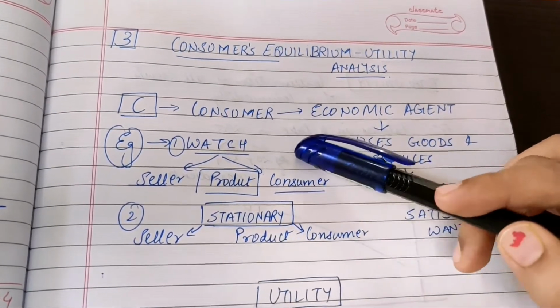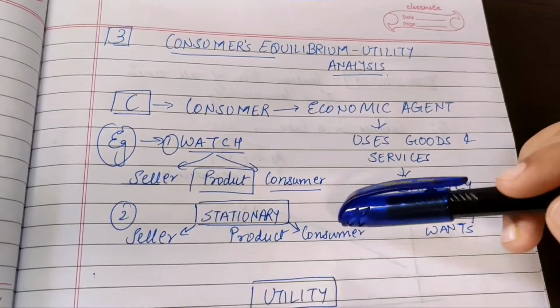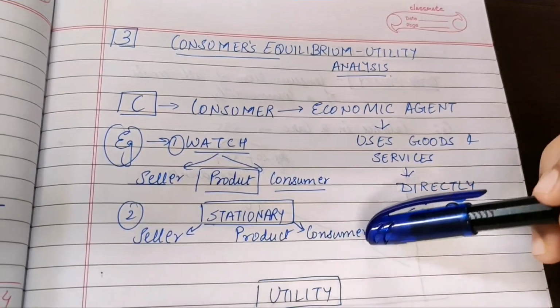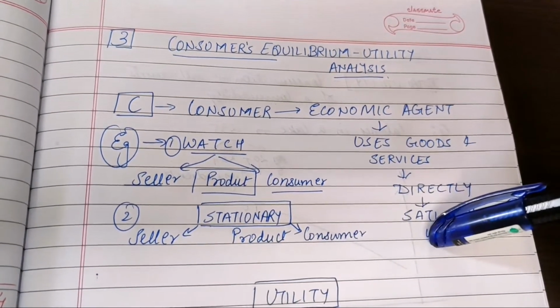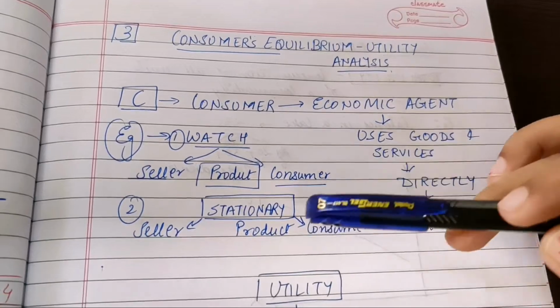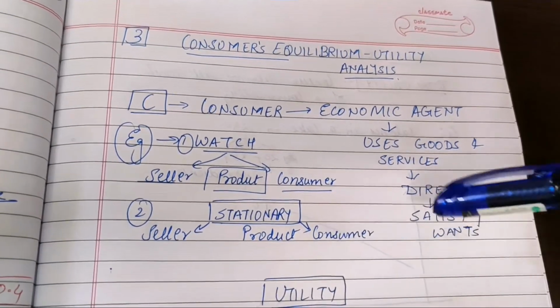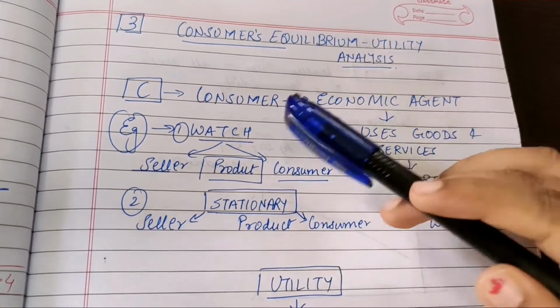What do you mean by consumer? Then what do you mean by utility? What is the measurement of utility? What are the two types of utility, that is cardinal utility or ordinal utility? Then we will be going for total utility and marginal utility. Going with the first topic today, that is consumer.